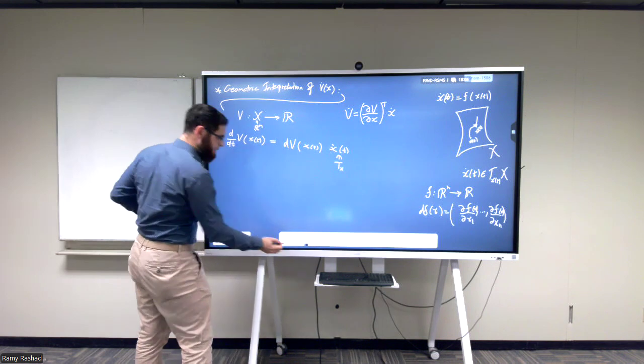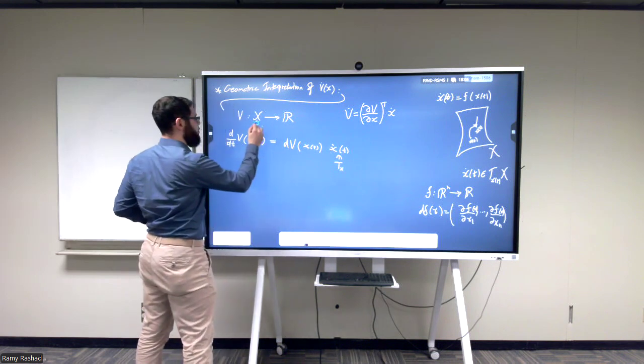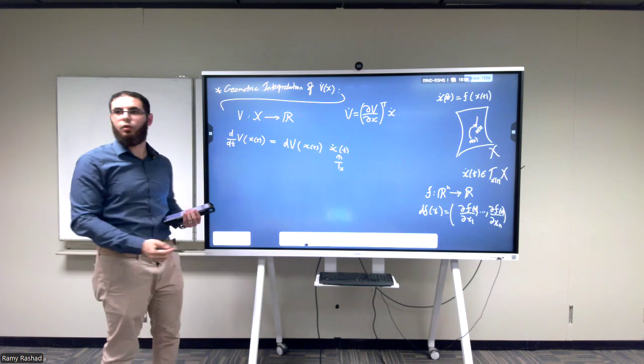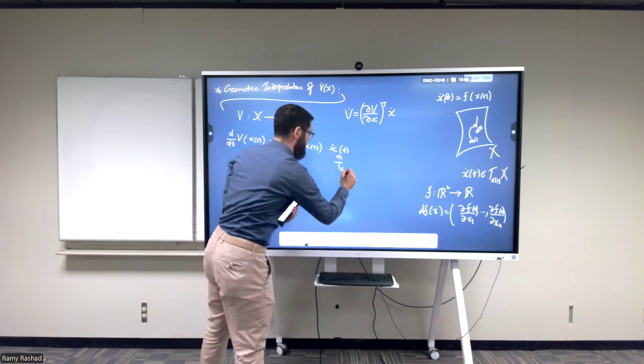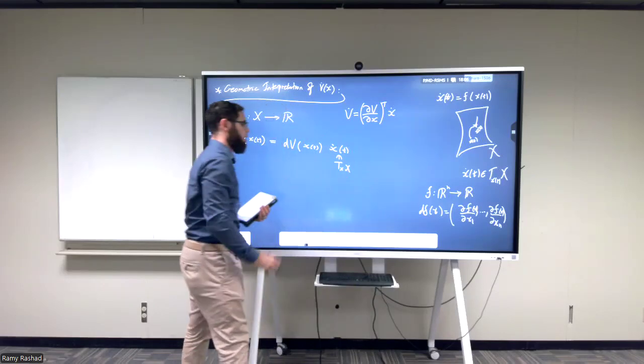So again, if we generalize to the case where we're looking at a manifold now, the geometric way, then this is a vector. What about this?